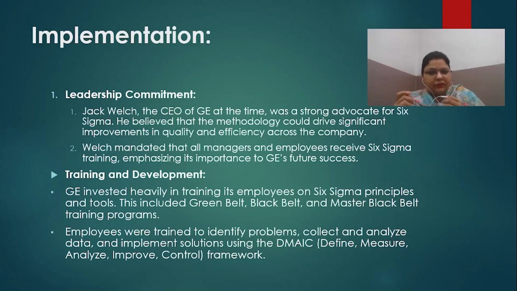Next point is training and development. General Electric invested heavily in providing training to the employees on Six Sigma principles and tools. This included green belt, black belt, and master black belt training programs. Employees were trained to identify problems, collect and analyze data, and implement solutions using the DMAIC framework.